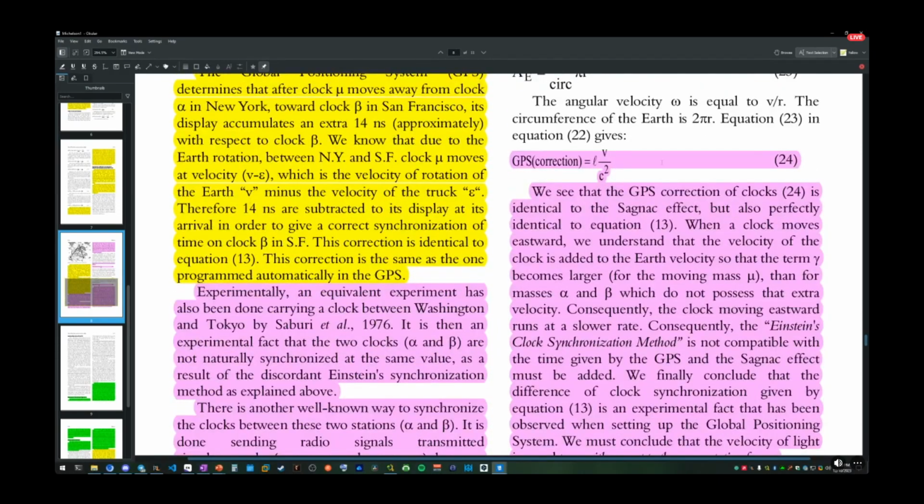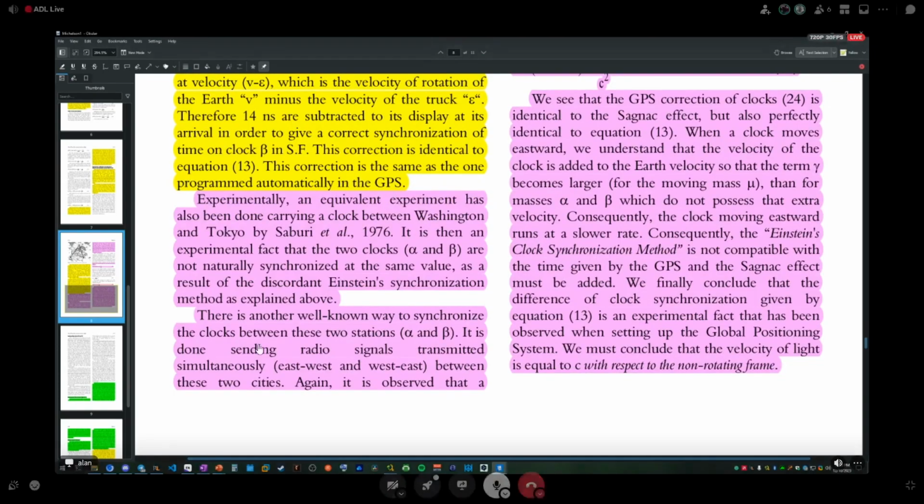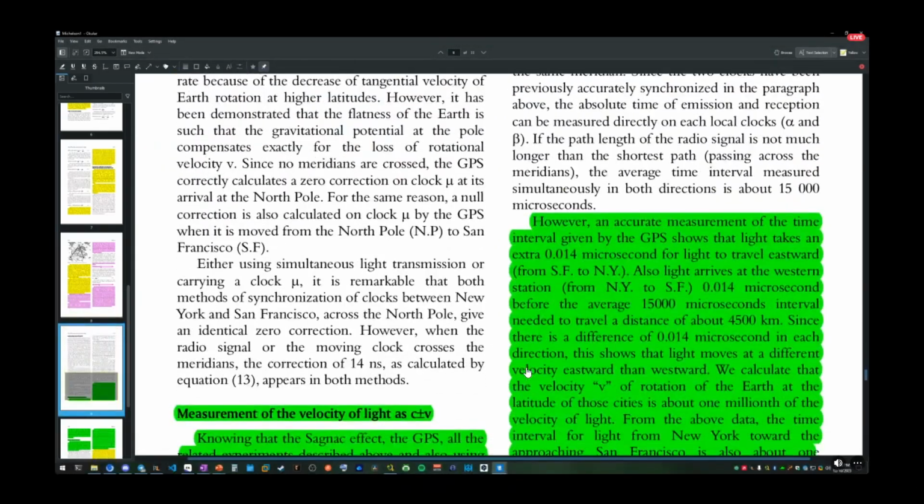So let's see here. We see that this equation in 24 is identical to the Sagnac effect, but also perfectly identical to equation 13. They just keep dressing these up as relativistic equations, but this is your boy Sagnac, which we now understand is not a relativistic effect at all. Consequently, Einstein's clock synchronization method is not compatible with the time given by GPS, and the Sagnac effect must be added. So they must add a correction to account for the absolute velocity of the craft.